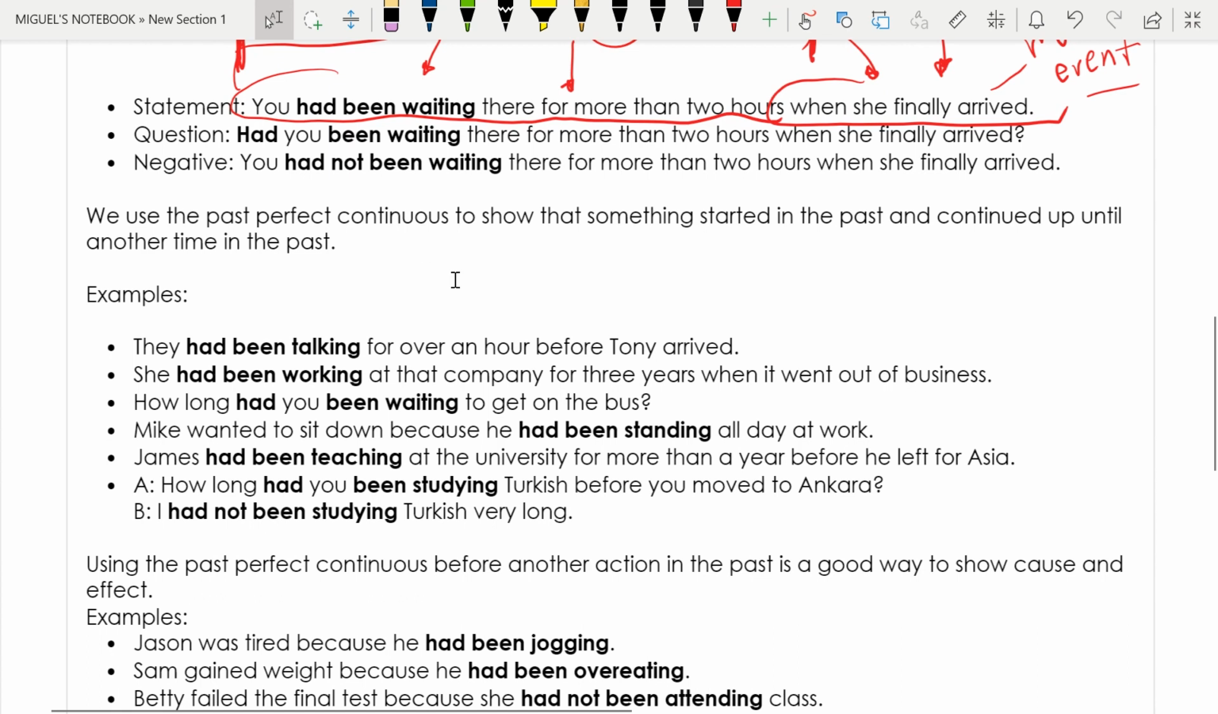We use the past perfect continuous to show that something started in the past and continued up until another time in the past. They had been talking for over an hour before Tony arrived. She had been working at that company for 3 years when it went out of business.